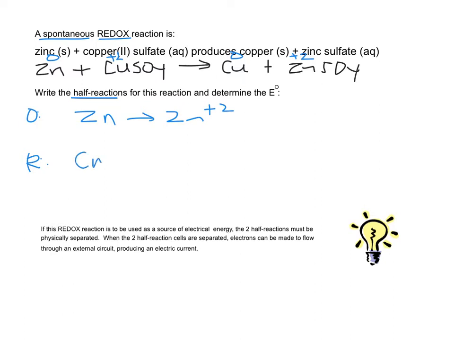And copper ions are being reduced back down to copper. So zinc must have lost 2 electrons, and the copper ions must have gained those 2 electrons.